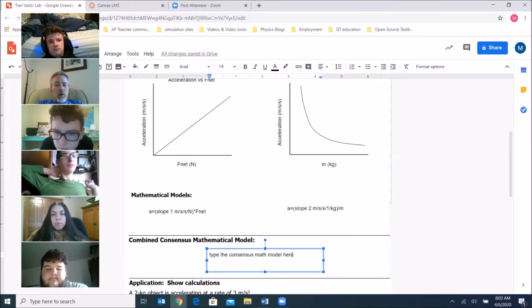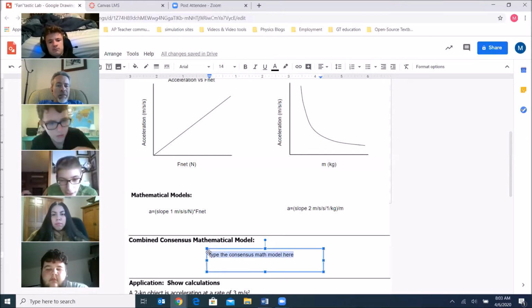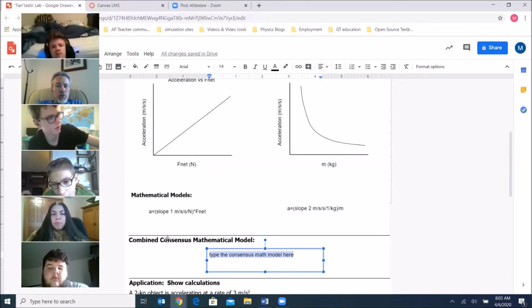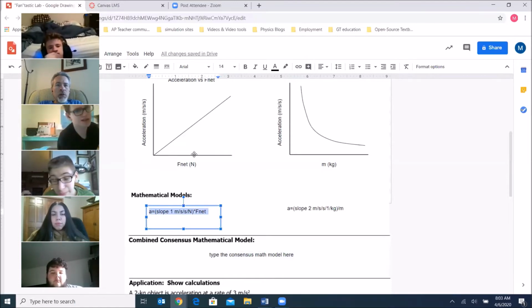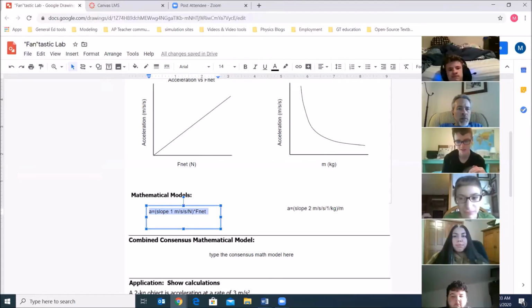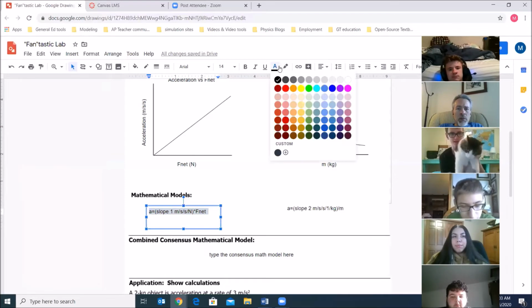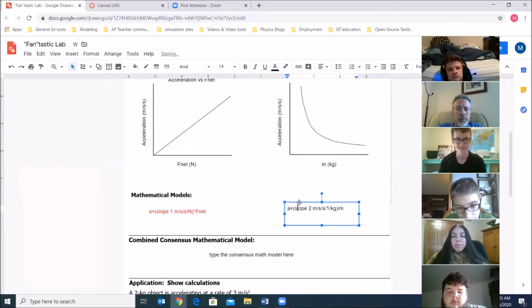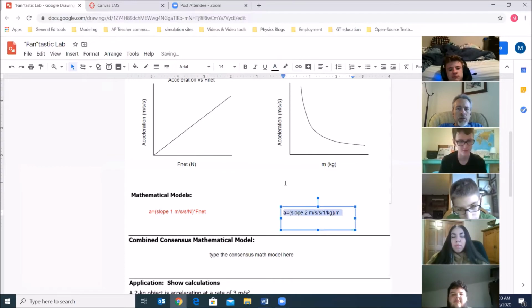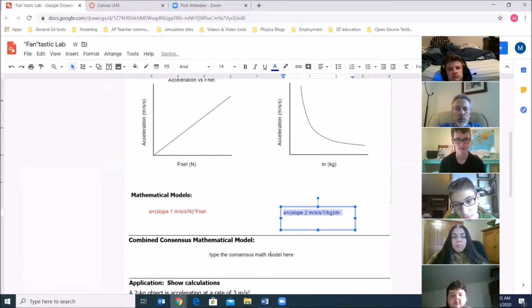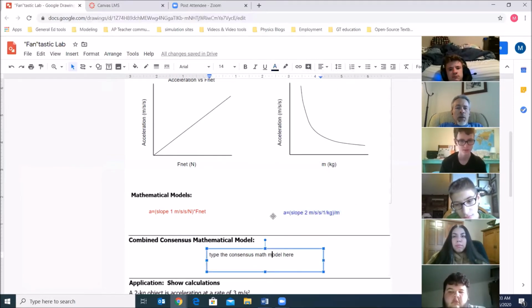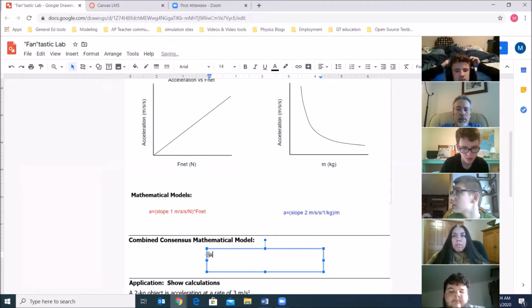All right, the consensus model. What we're going to have to do is combine these together. So let me help you do that. Notice on the left-hand side for both of these equations, I'm going to have this one in red, and this one in blue. I need to combine that red equation and that blue equation together. Notice on the left-hand side of both the equations, you have A. So it's going to be A equals.